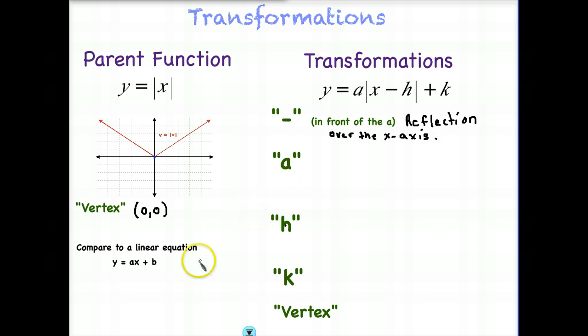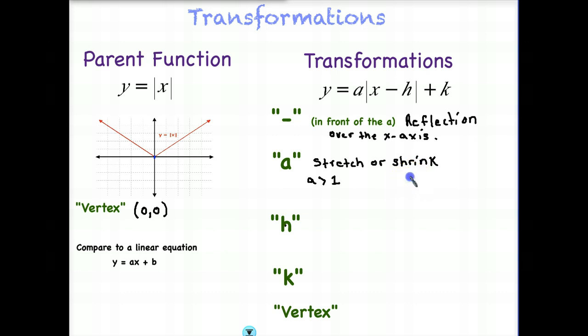Okay, now our a value is just like the a value in a linear equation. Remember that our a value was a stretch or a shrink of our slope. So that means that our slope got steeper or it compressed down to the x-axis, which we call a shrink. So if we think about our a value, it's a stretch when it was greater than 1. For example, 2 or 3 or 4 or even 1.5, that's greater than 1.